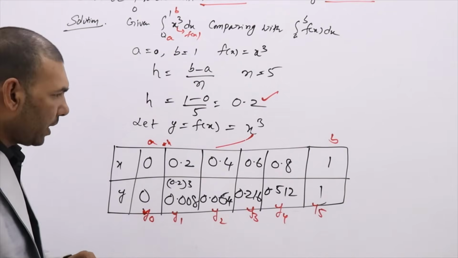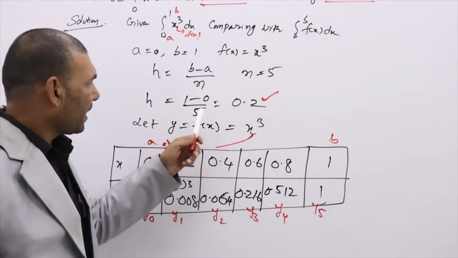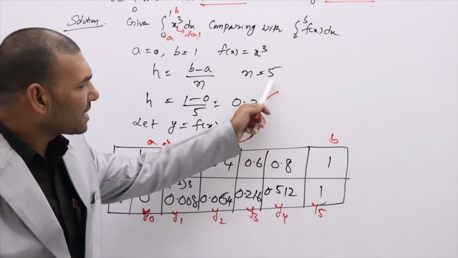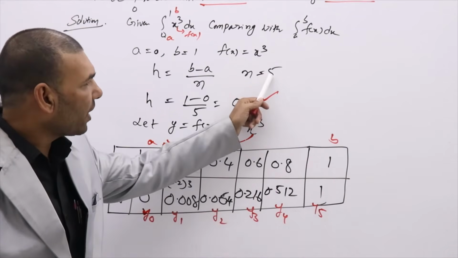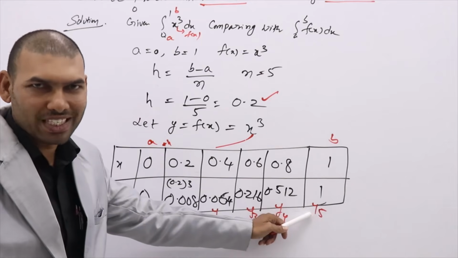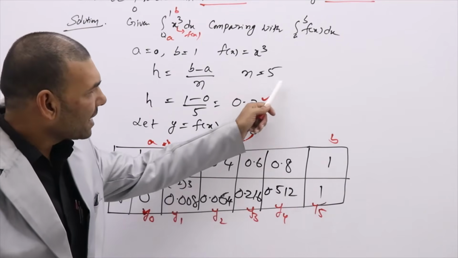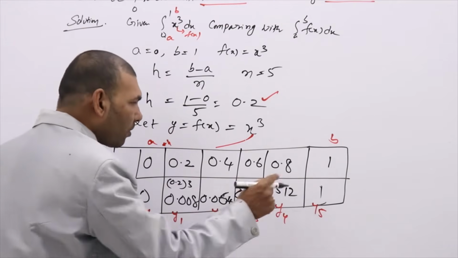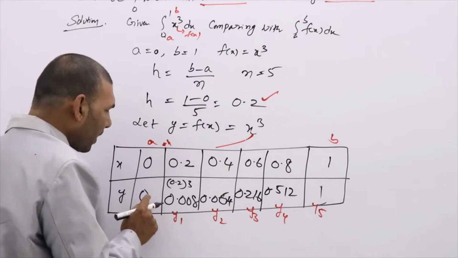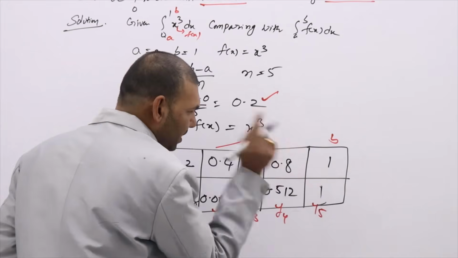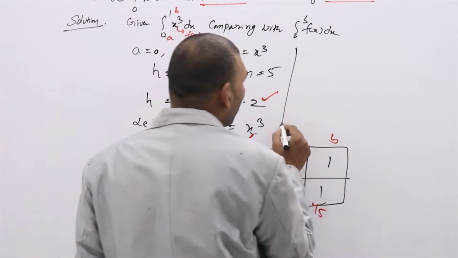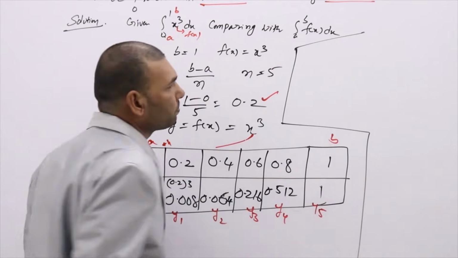Keep one point in your mind. If n is 5, this ends with y5. If n is 6, this ends with y6. If n is 7, this ends with y7. And when n is 5, the total values will be 6. If n is 6, the total values will be 7. If n is 5: 1, 2, 3, 4, 5, 6 values, and it ends with y5.